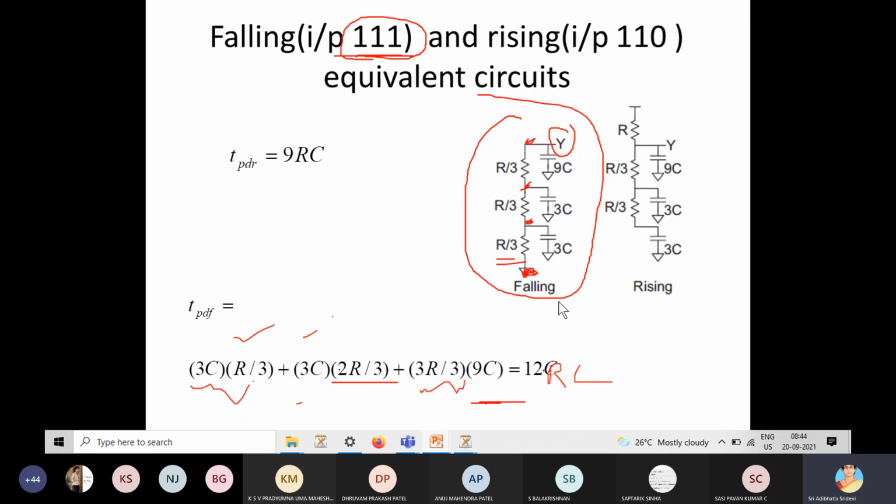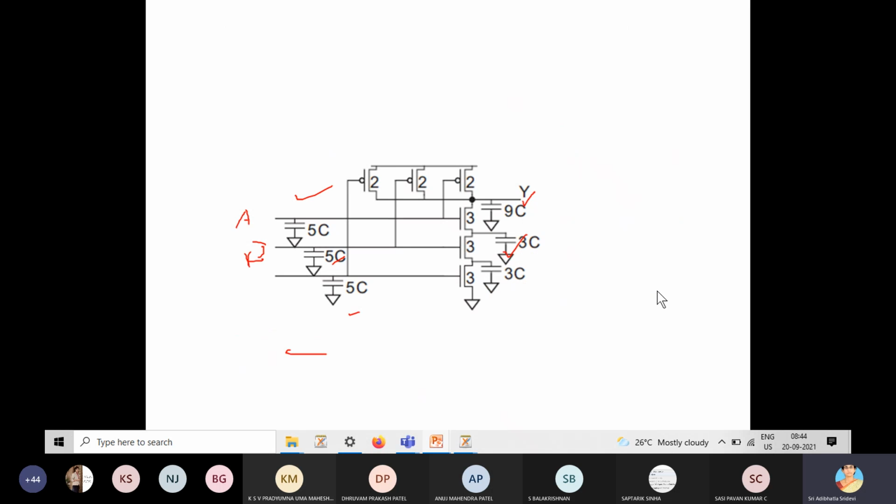But for the rising, we can check other combinations also. I have given you the delay for 110. Similarly, you can find out the delay for other combinations. Then the maximum delay is the propagation delay, and the minimum delay is the contamination delay. Are you getting my point?